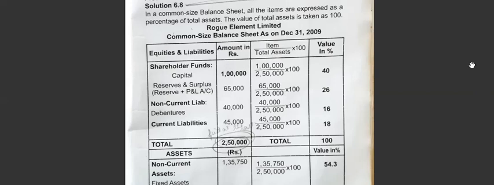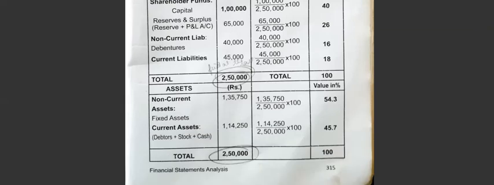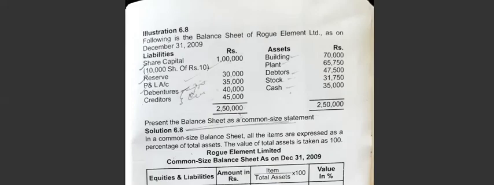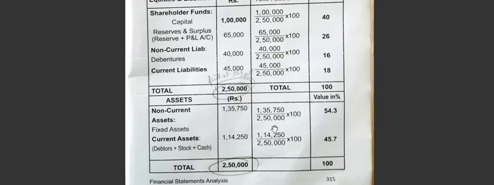Next we have to take the assets here. We begin with the non-current assets. Non-current assets is nothing but the fixed assets. If you total the fixed assets, here they have taken the total. If you check the problem, you have building and plant, total 1,35,750. So it is taken together here, divided by the total assets, 2,50,000 into 100, it is 54.33.